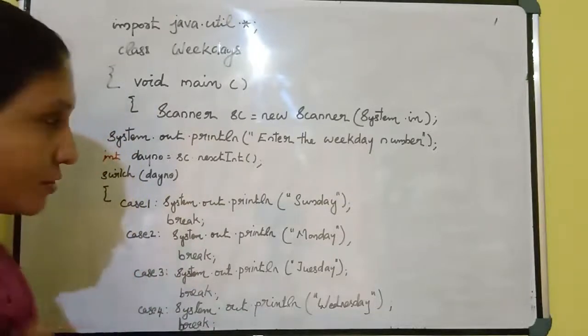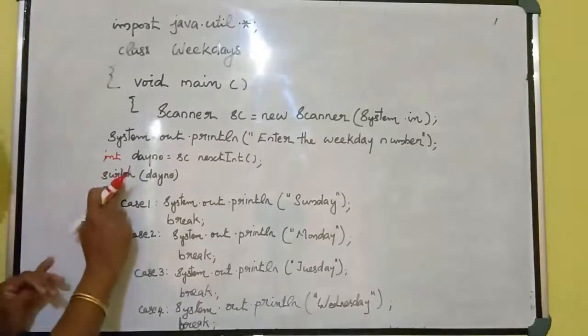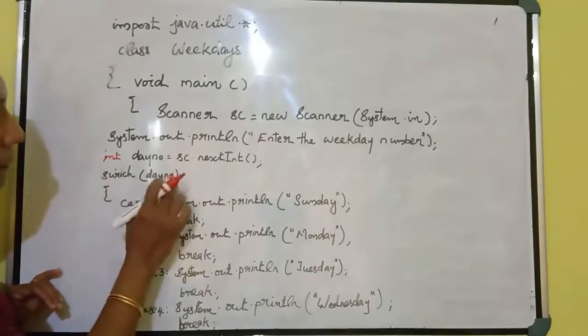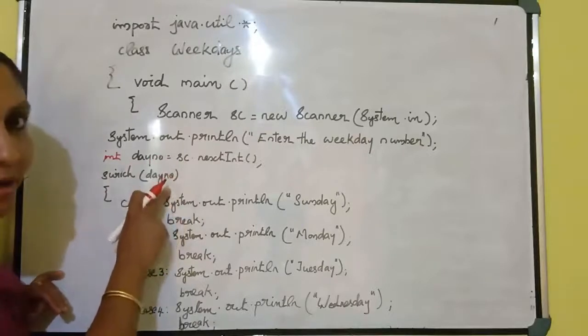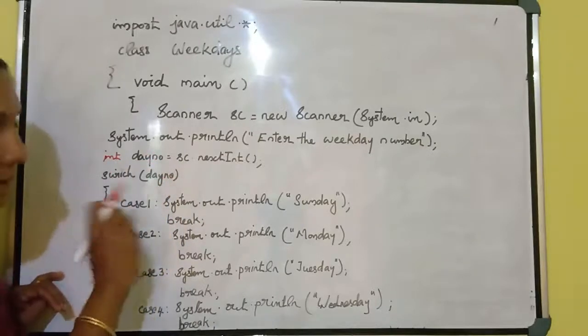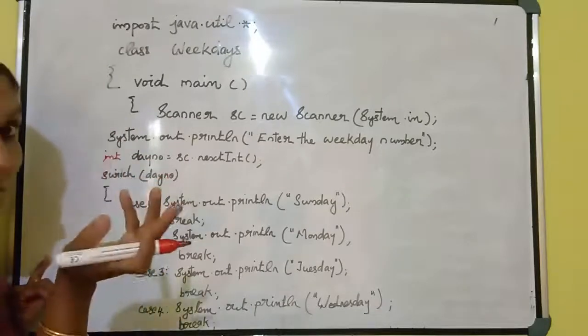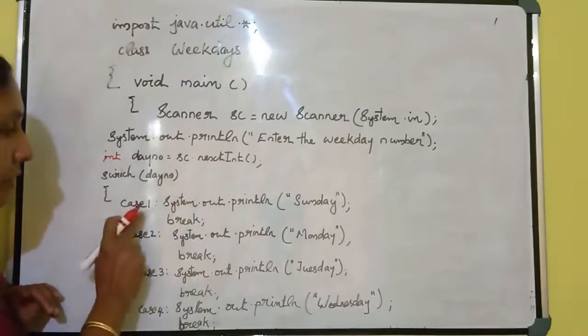How can we start the switch statement? Write switch in small letters, and within brackets you have to write the variable name that I had given before. Here I had given day number. The same you have to give here. Any name you can use. And open the curly bracket.